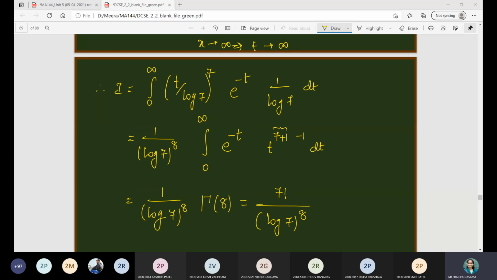From this example, do you have any doubt? Do you want to ask something about this example? If not, then let us move ahead to other examples.